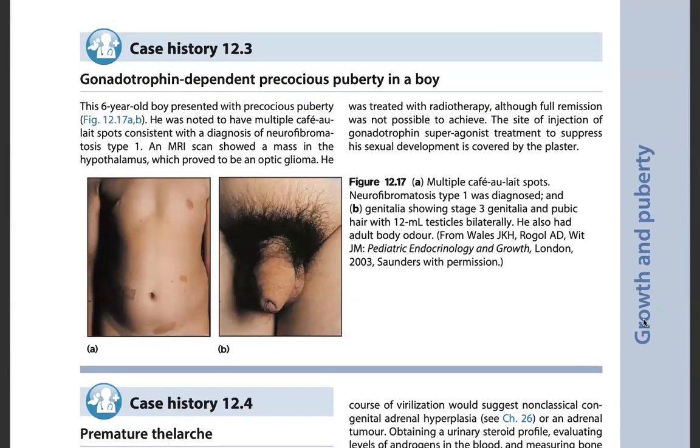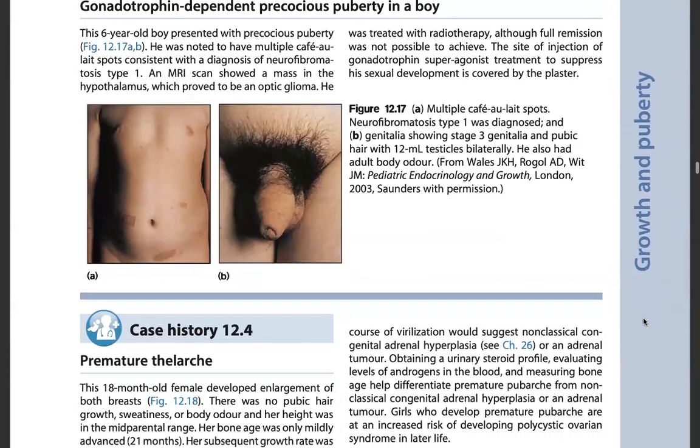These are the multiple café-au-lait spots; neurofibromatosis type 1 is diagnosed. Genitalia showing stage 3 genitalia and pubic hair with 12 ml testicles bilaterally. He also had adult body odor.